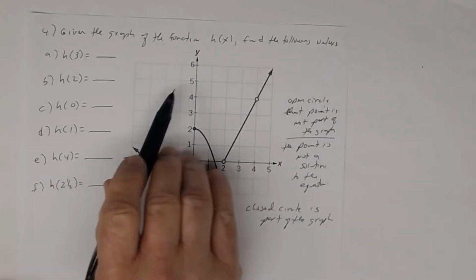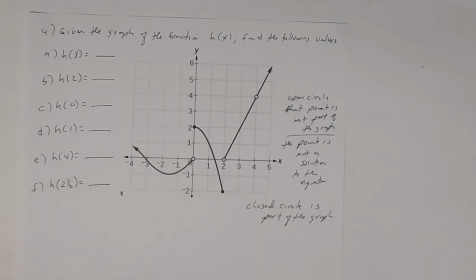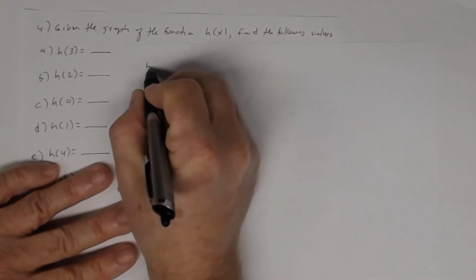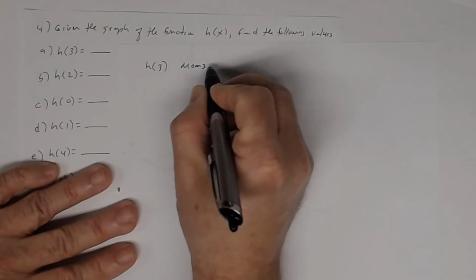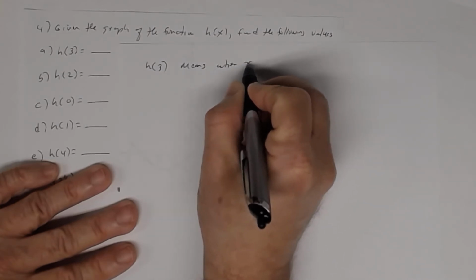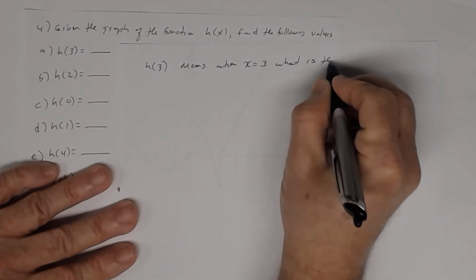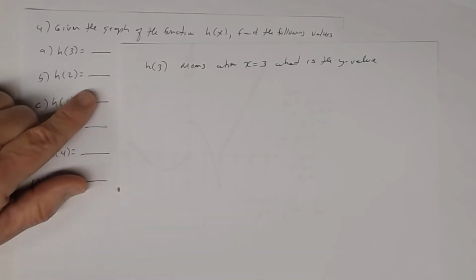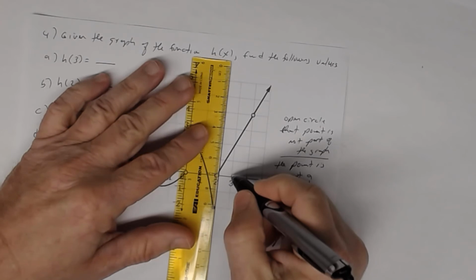Now let's look at this one. This function is h of x, and we find h of 3. Now remember what h of 3 means. H of 3 means: when x equals 3, what is the y value? That's what that means, remember? When x equals 3, what is the y value? So when x is 3, remember x is 3 here, right?